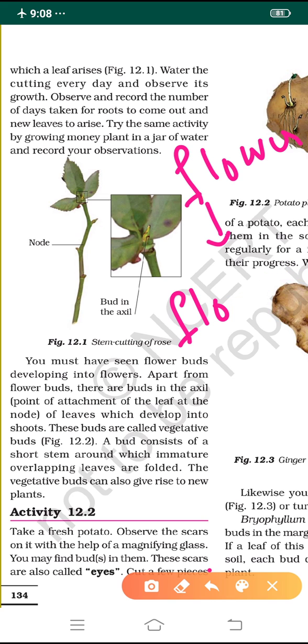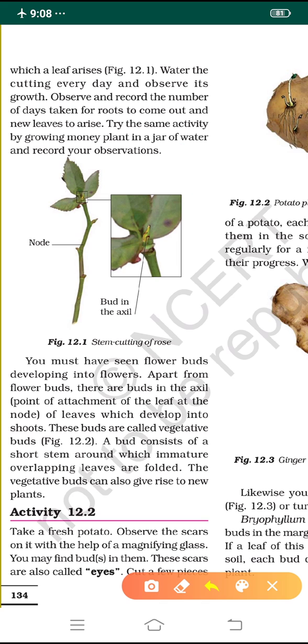How does this take place? This is due to growth. Flower buds develop into flowers. The previous day you will see the bud, but the next day you will see the flower. Apart from the flower buds, there are buds in the axil. This is called the axil. Apart from the bud, there is one more part, called the axil.